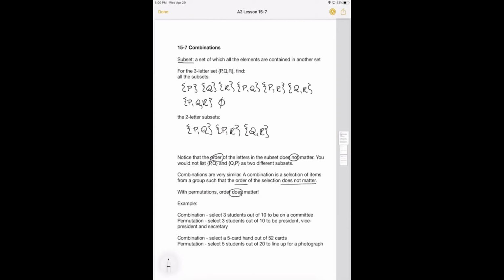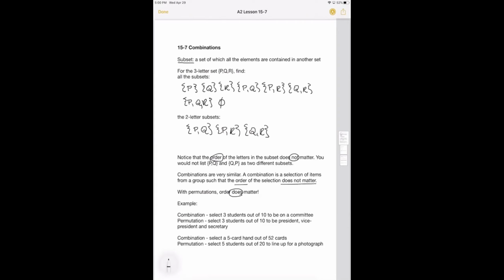Now, what is a permutation? That would be selecting 3 students out of 10 to have specific roles as president, vice president, and secretary. Because it would be one thing for, let's pick Joe to be president and Sally to be vice president, or Sally could be president and Joe could be vice president.